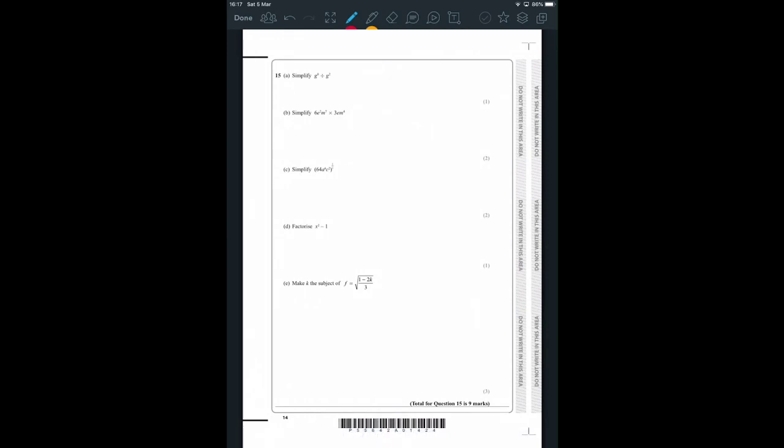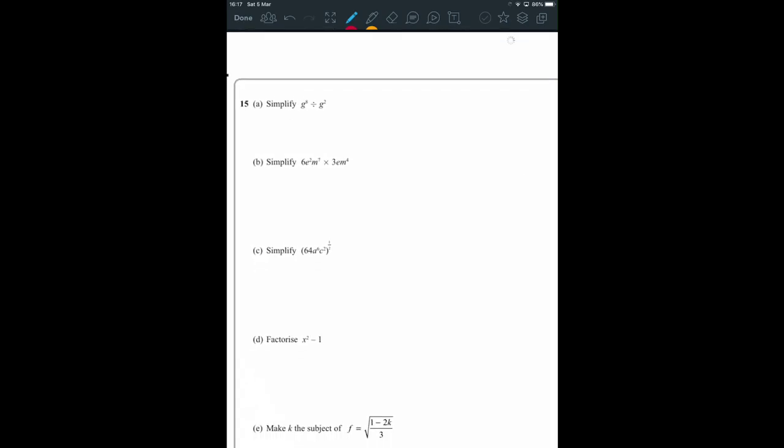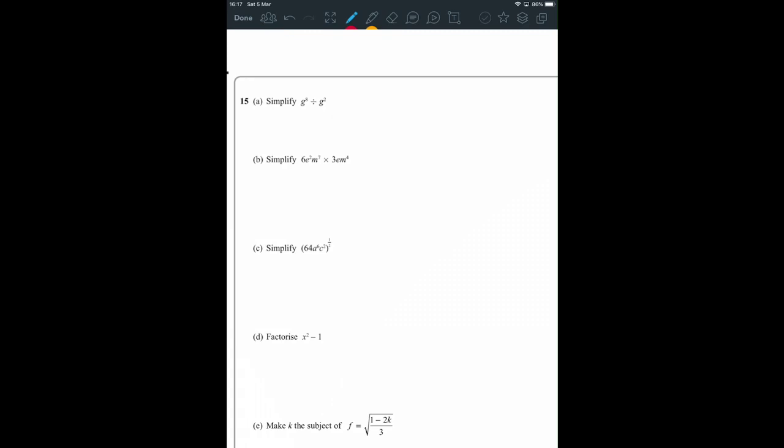Question 15. Here's our algebra question, checking all of our basic algebra skills. We've got a division of indices. When we divide, we subtract the powers. Multiplying, multiply the numbers, add the powers of the letters, noticing that there is a hidden power 1 on that second E.